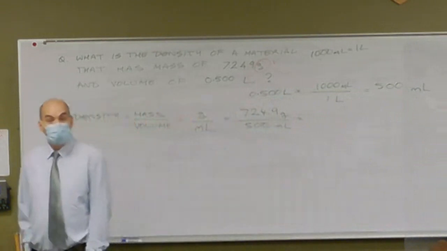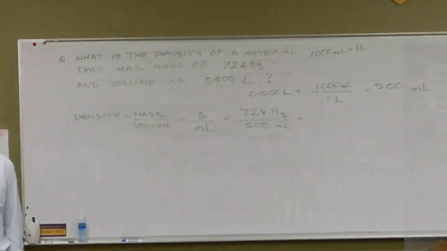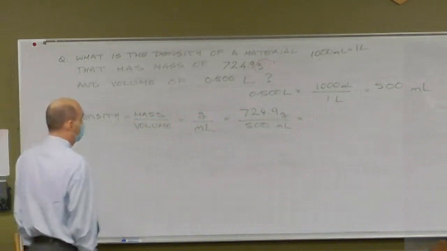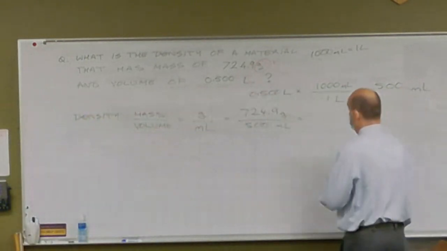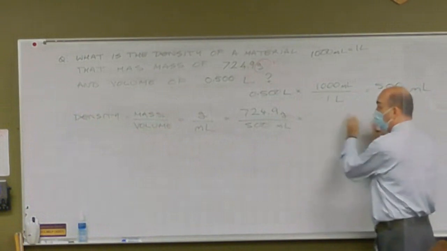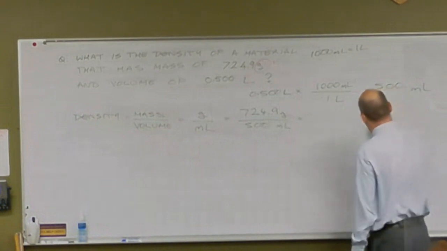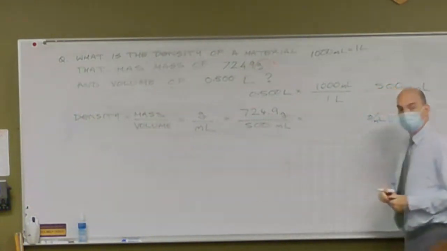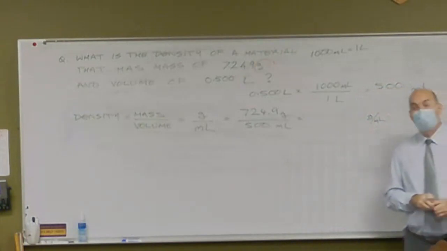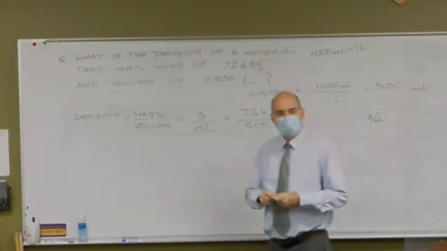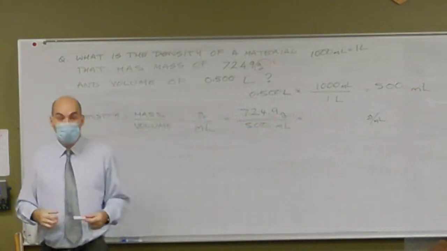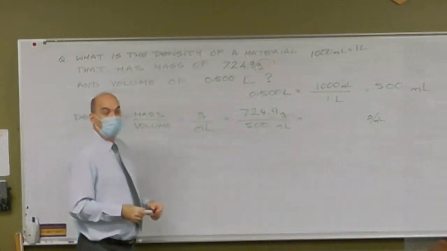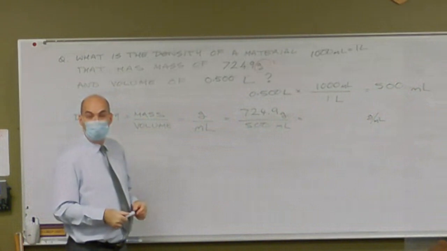Whatever that number is, whatever that value is, take those two numbers and divide them by each other. That's your answer. Your answer is going to be a number and then a dimension, a unit, and that unit is grams per milliliter. Then we'll figure out how many significant figures we had, and we'll round that number down to the amount of digits we're allowed to keep.